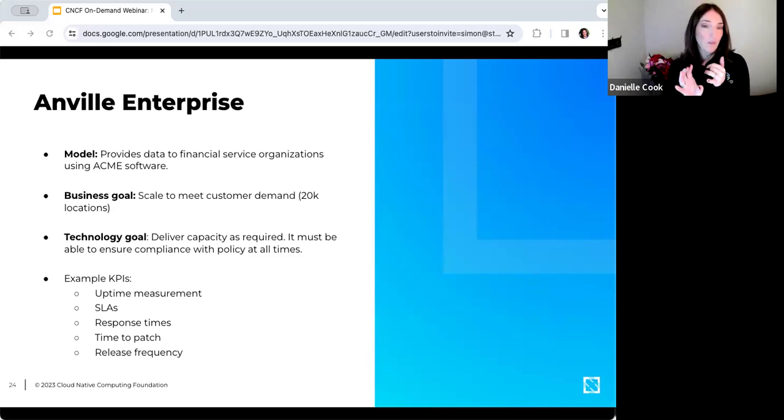Well, and you're going to have different KPIs. So developers and whatnot, they're going to be looking at release frequency, time to patch, response time, SLAs. The business is going to care about uptime. Like, do we have downtime out there? Is that happening? Are our customers happy?